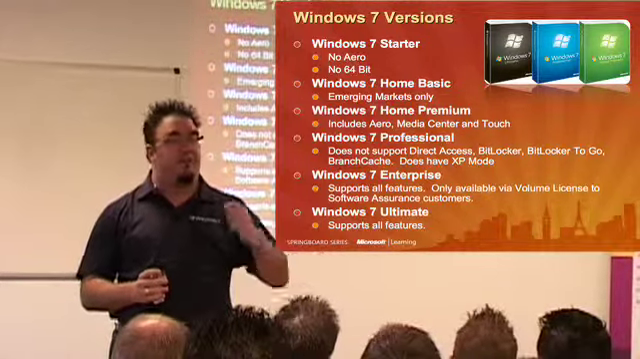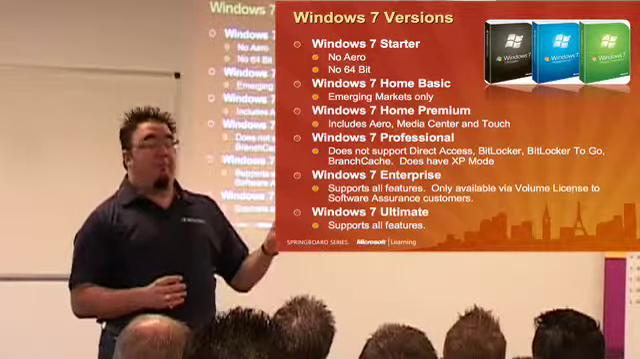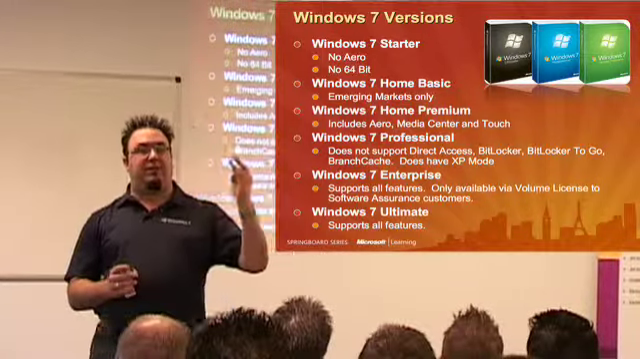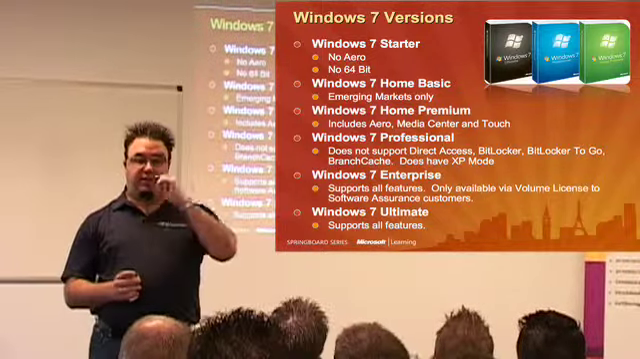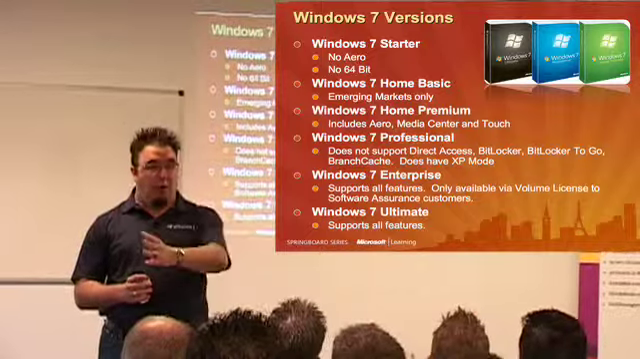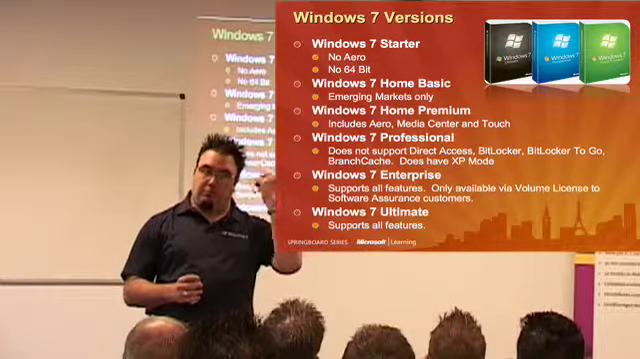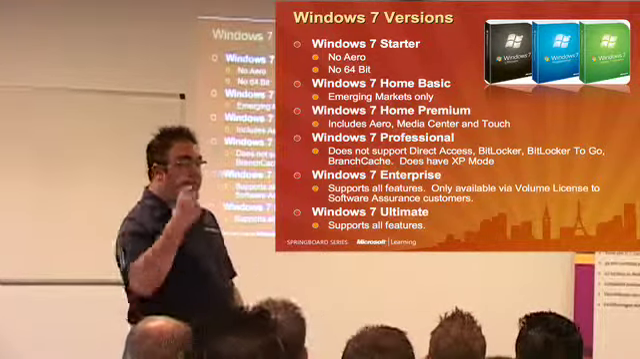Enterprise, you can buy single licenses. You have to activate it online. I'm sorry, Ultimate, you have to buy single licenses and activate online. Enterprise requires software assurance, volume license. Features are identical between Ultimate and Enterprise. So that's something good to remember as you're looking at different versions.